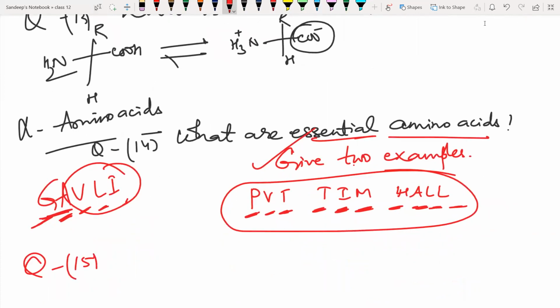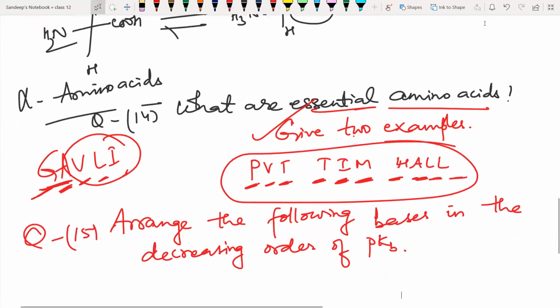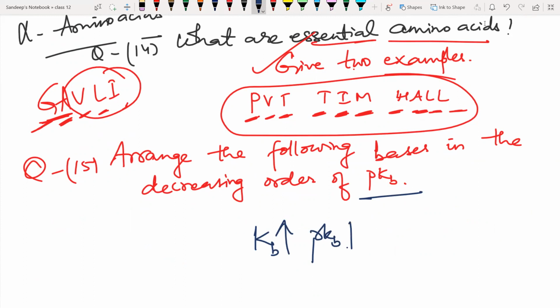Question number 15 is based on basic strength or pKb value from the amines chapter. Arrange the following bases in the decreasing order of pKb. This is very easy. You can find this in my video also, I have explained in detail. The higher the Kb, the lower the pKb, and the stronger the base. Based on that, you can find out.